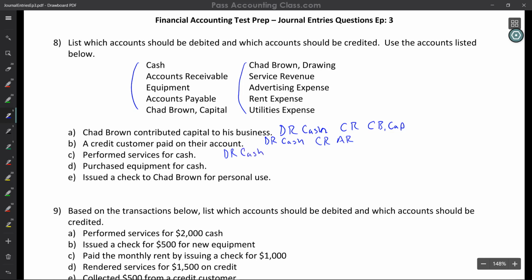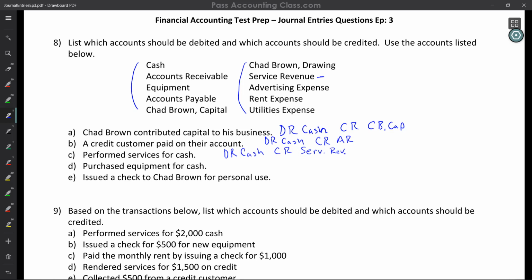Again, cash is an asset. We increase the balance of cash by debiting it. We have more cash now than we did before. And when we perform services, based on our chart of accounts, we need to figure out what our revenue account is. And you can see up here we've got service revenue. Service revenue is a revenue account, so our revenue balance after this transaction is higher than it was before. So that means it increased. We increase the balance of a revenue account by crediting it. So I'm going to put credit in service revenue.